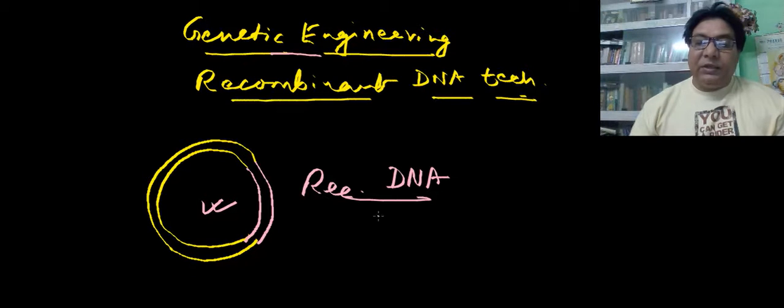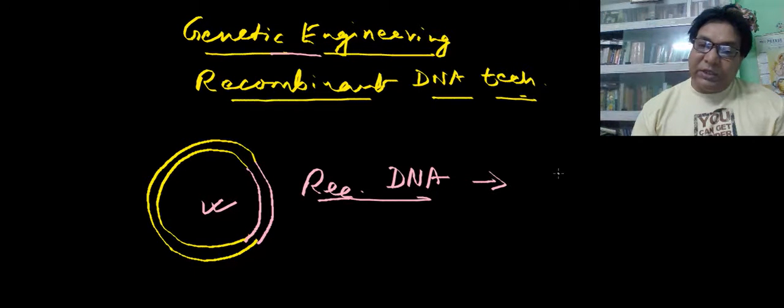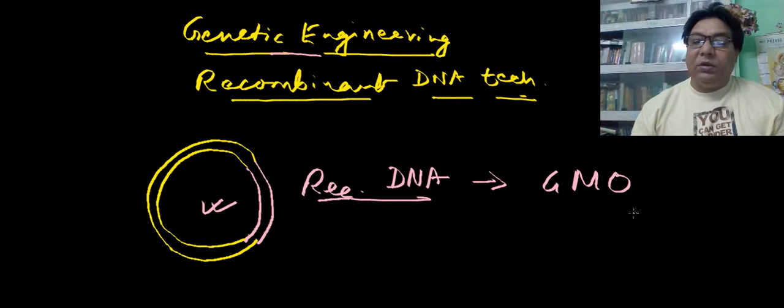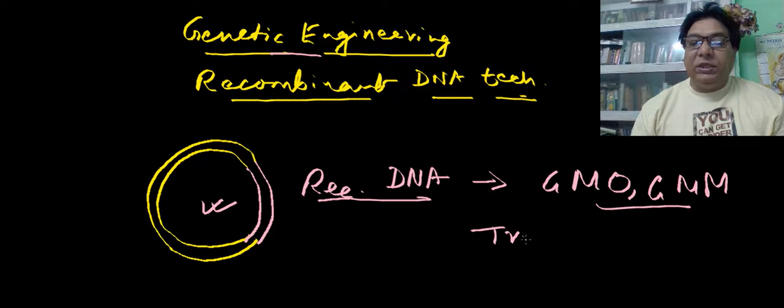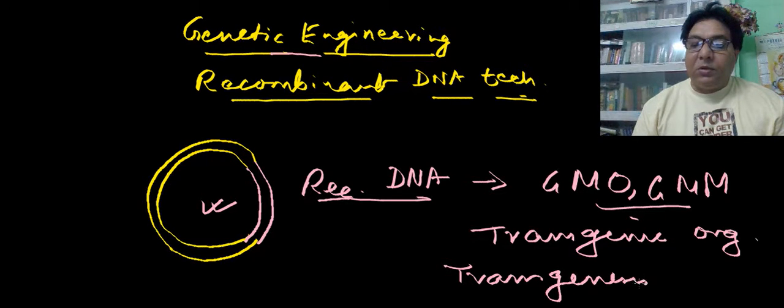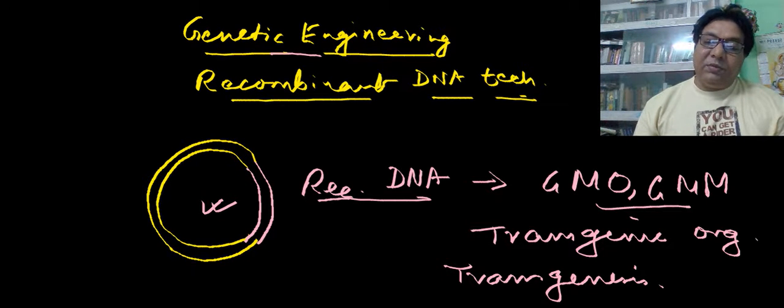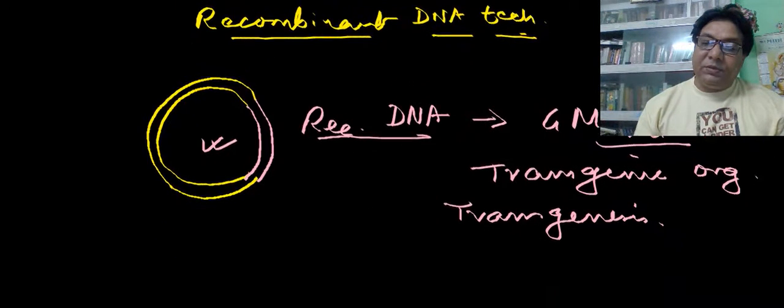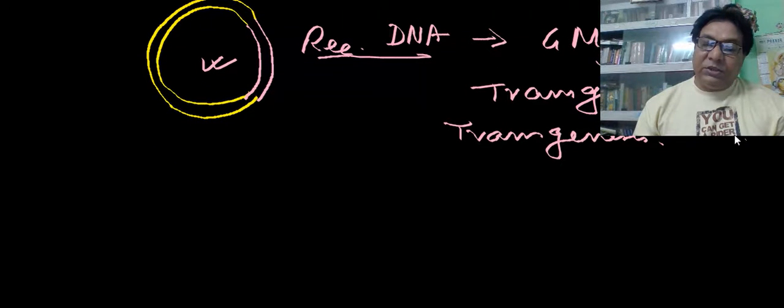genetic engineering. Genetic engineering or recombinant DNA technology involves creation of new individuals, which are called genetically modified organisms or genetically modified microorganisms. These are also called transgenic organisms, and the process is also called transgenesis. So the techniques involved in making these genetically modified organisms will be together called genetic engineering also.